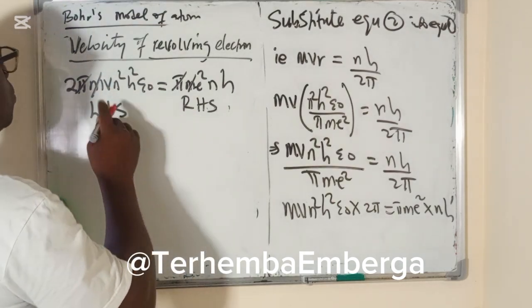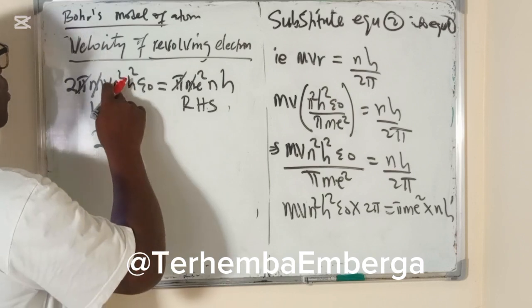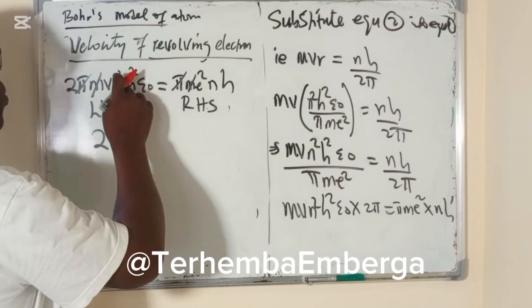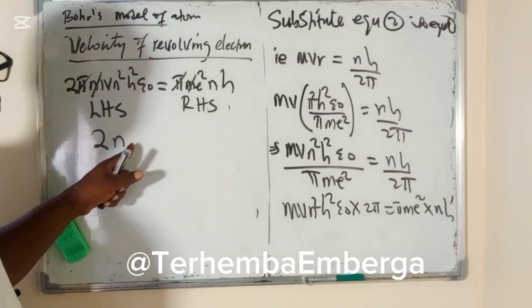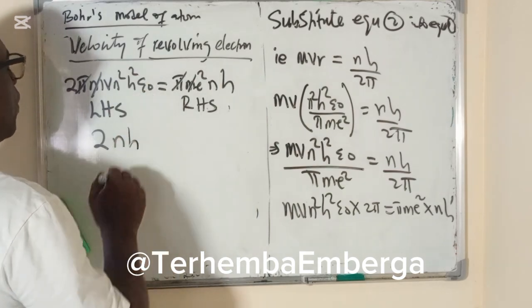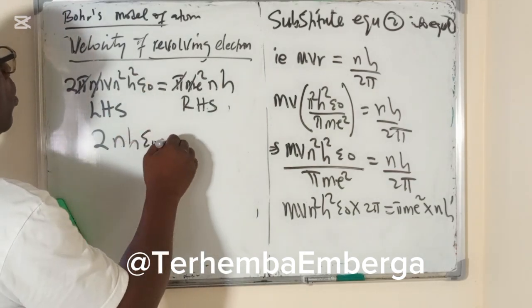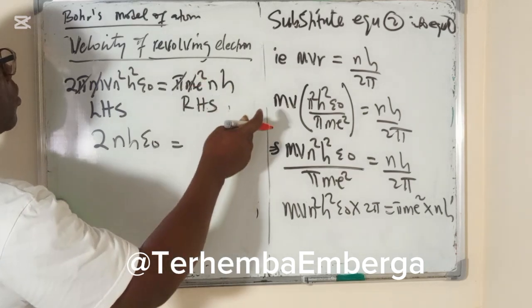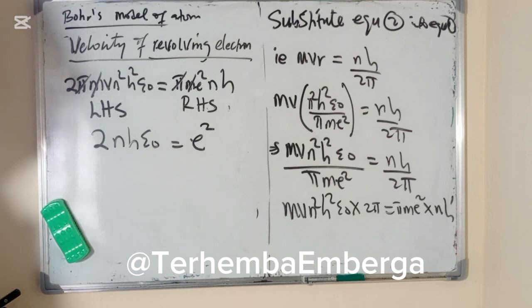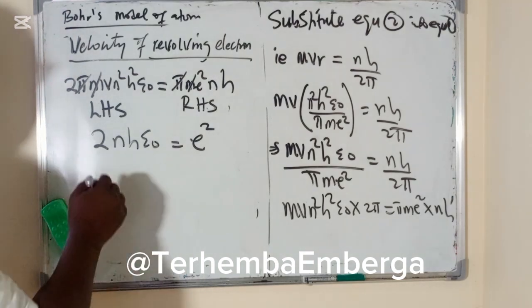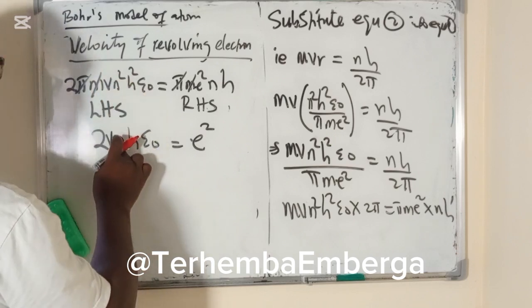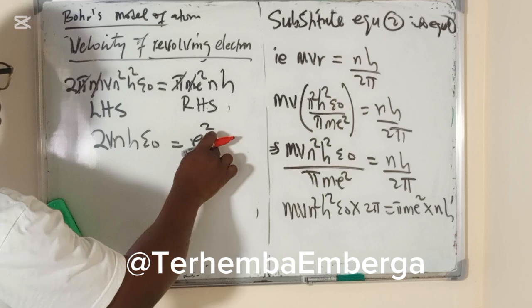So we have 2 n. Why are we having only one n, where we are looking at n squared? One n is this way, one n this way, so one of this will take care of that. What of h? We have h here, and this you have h epsilon naught, equal to, of course, what you are left with here is e squared. But remember, we have v here. That is 2 v n h epsilon naught equal to this.